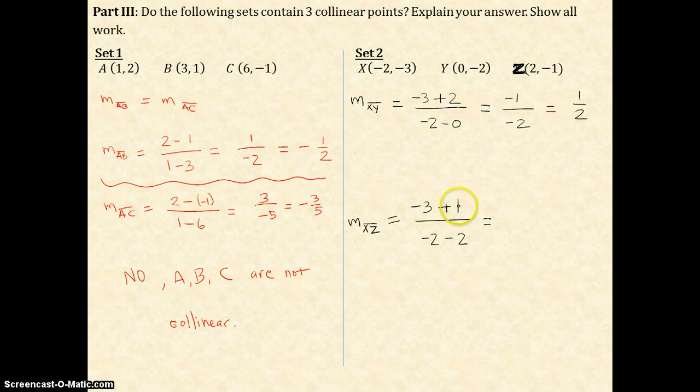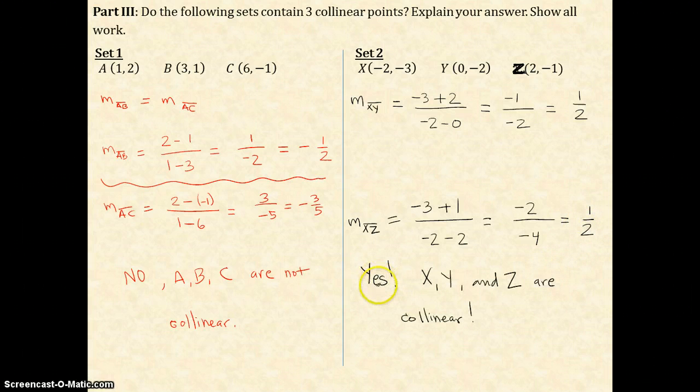Negative 3 plus 1 is negative 2, and negative 2 minus 2 is negative 4. Negative 2 divided by negative 4 is positive 1/2. So we can conclude that yes, x, y, and z are collinear.